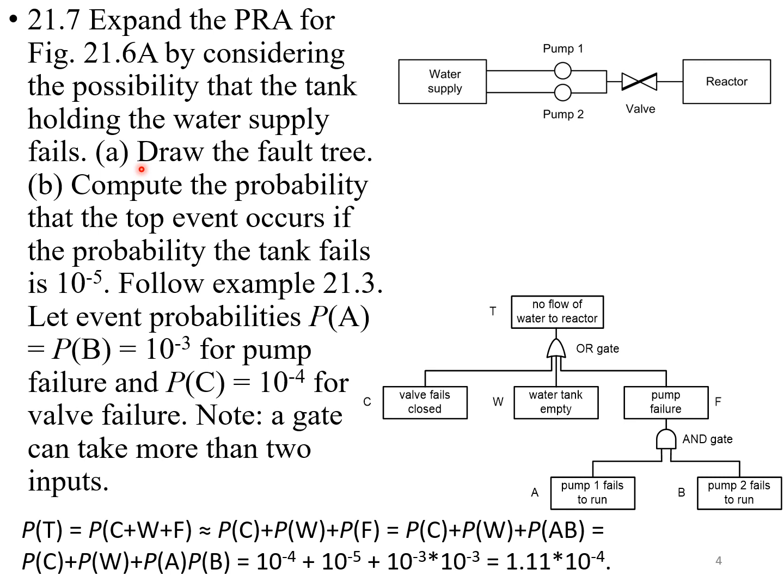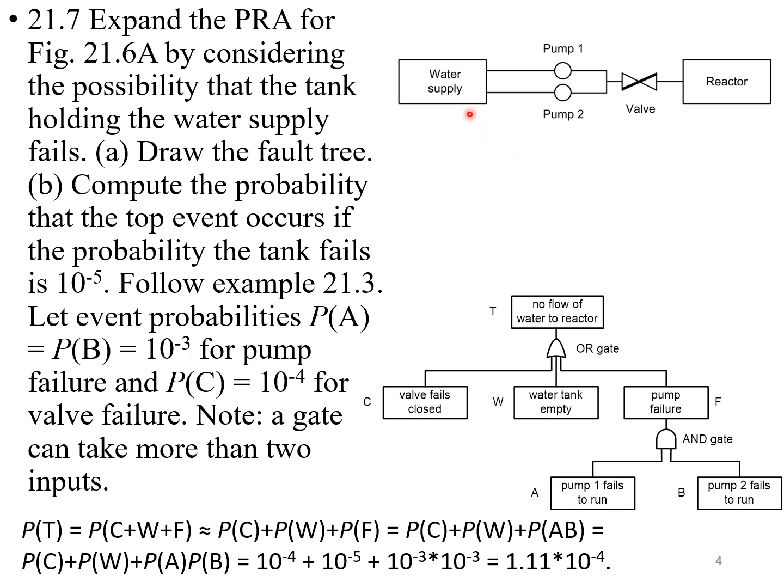So go to the figure 21.6a. It is shown here. In the textbook and also the class example, we only consider the pump and the valve fail. We didn't consider the water supply failure. And next, we are going to include one more basic event to determine the possibility for no water flow to the reactor. So the solution is shown here.